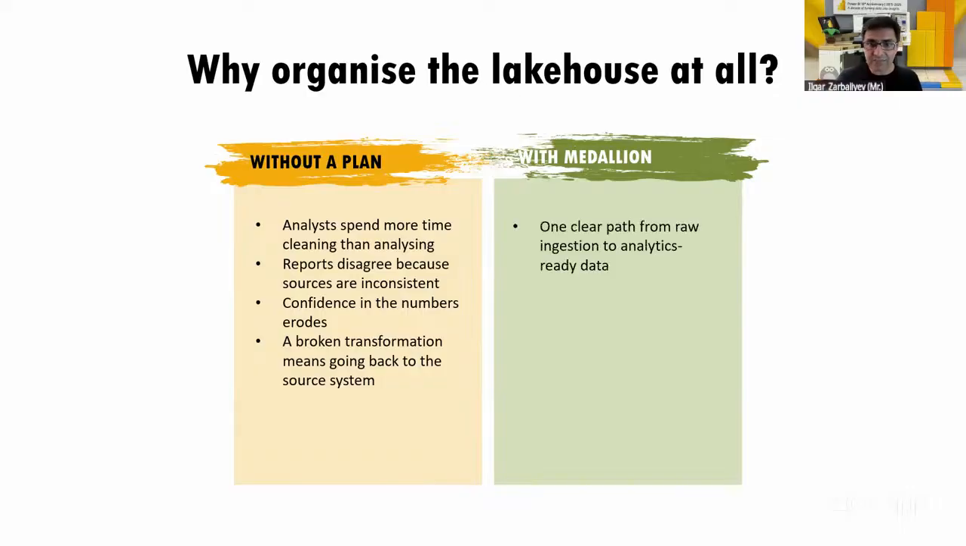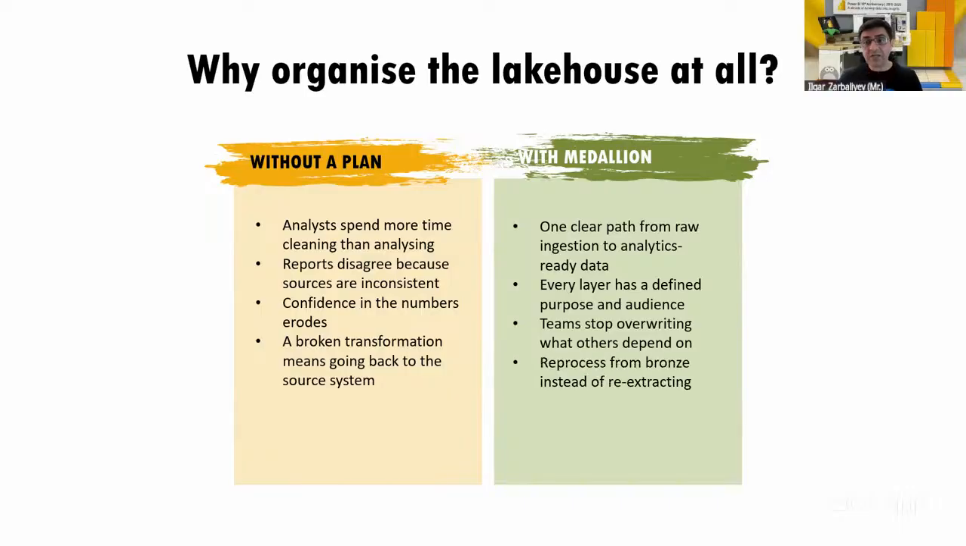The right side is what the medallion architecture gives you. One clear path from raw ingestion to analytics-ready data. Every layer with a defined purpose and a defined audience. Teams stop overwriting each other's work because they're not all working in the same place, and because you always keep the raw data. You reprocess from bronze instead of going back to the source.